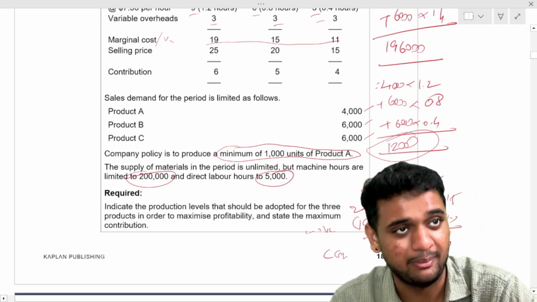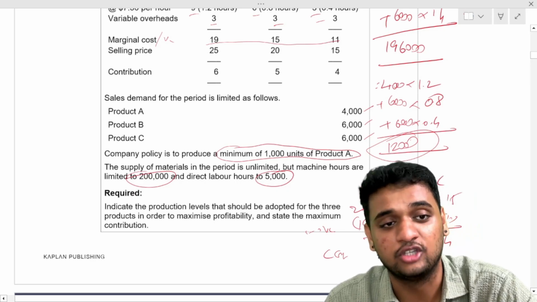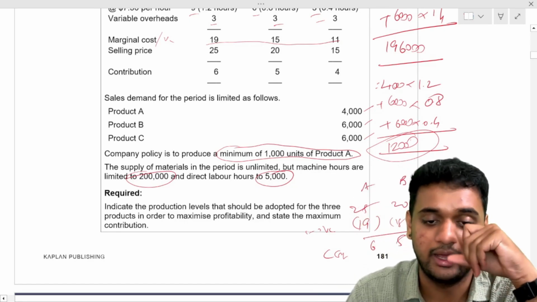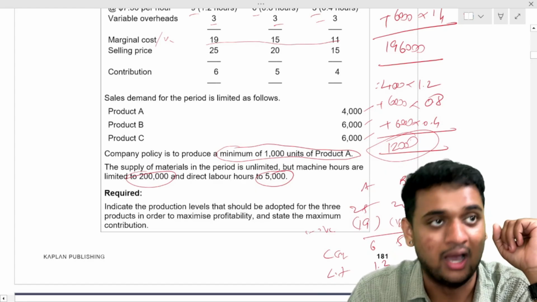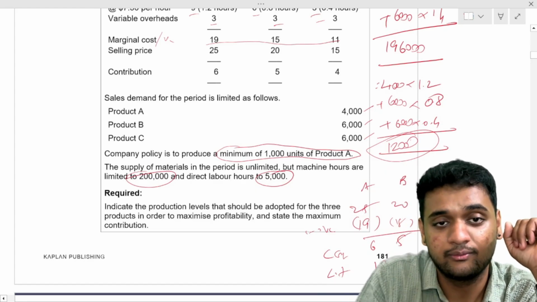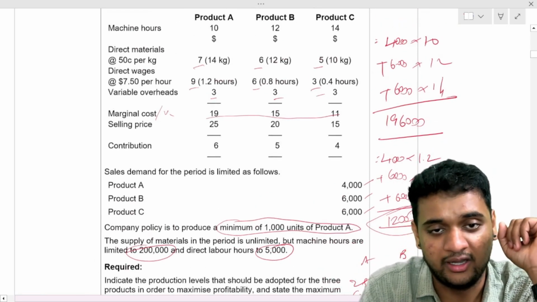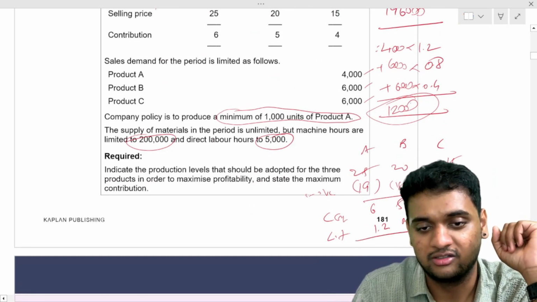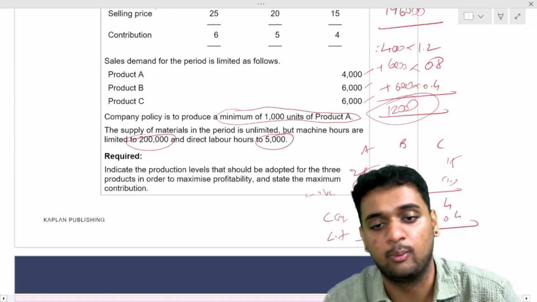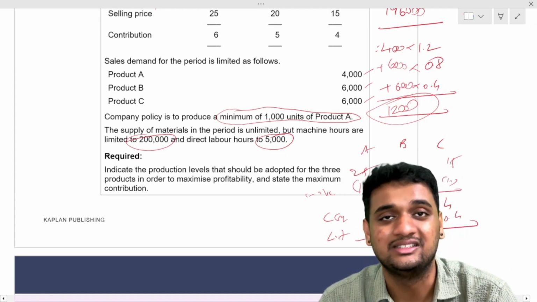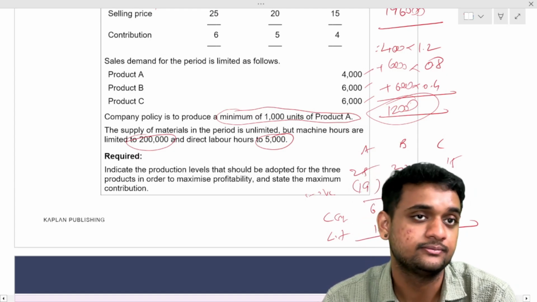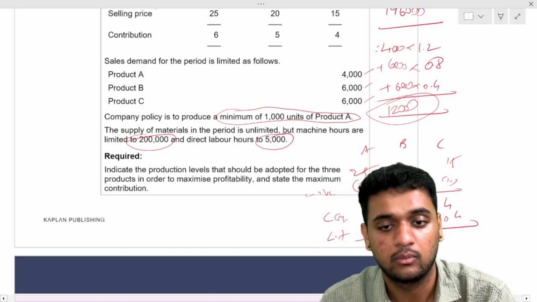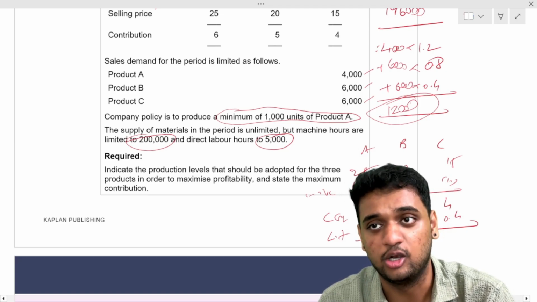Will we decide based on this? No, we will decide based on the limiting factor. What is the limiting factor here? Labor hours. What are the labor hours required for A? 1.2 hours. For B, 0.8 hours, and for C, 0.4 hours. So 6 divided by 1.2, how much will you get? 5. 5 divided by 0.8, how much will you get?